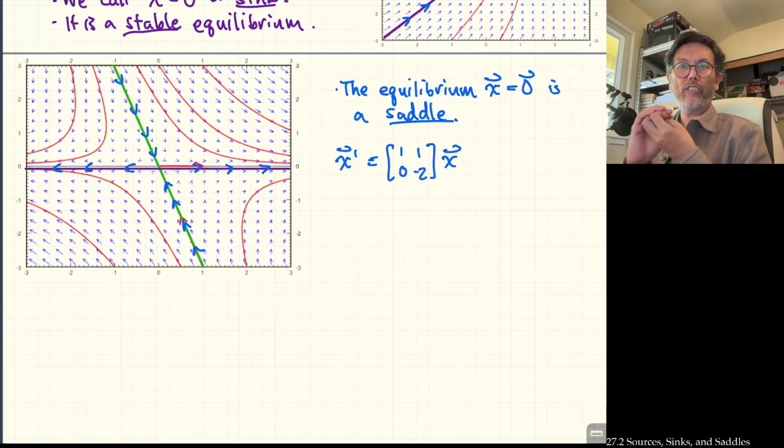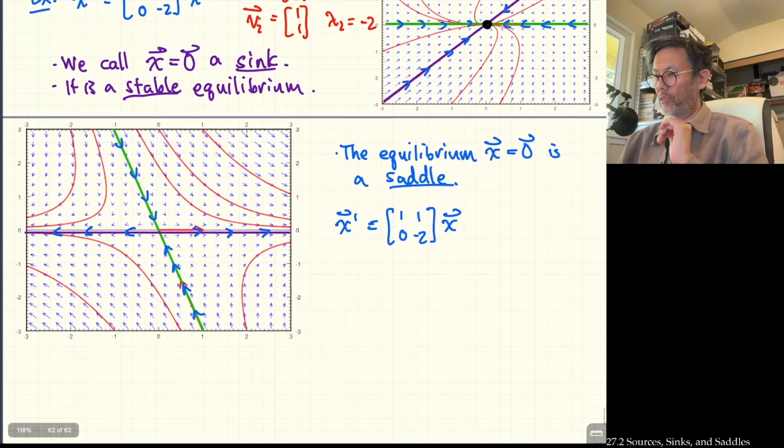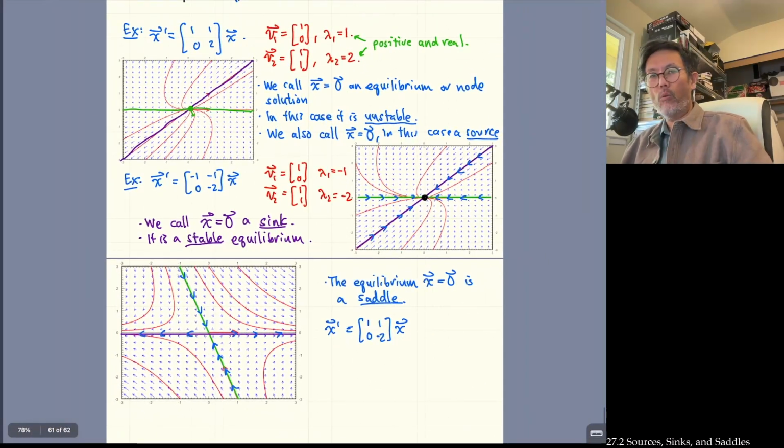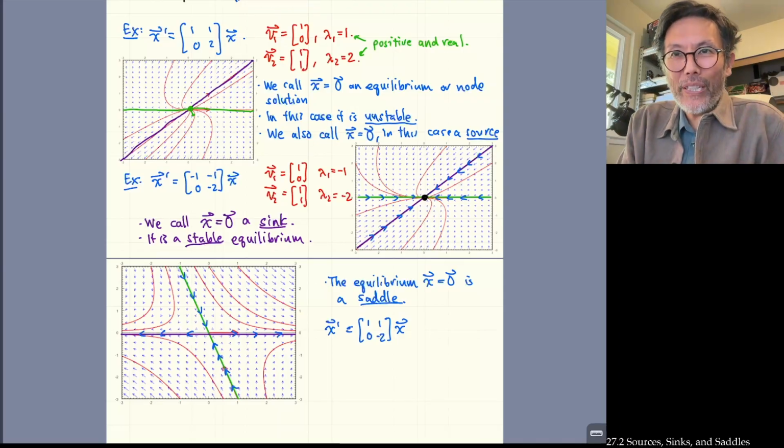So we now understand sources, sinks, and saddles for our equilibrium solutions. Okay? Next video, we're going to look at the complex case when we have complex eigenvalues, because that's going to be more, imagine this, complicated.